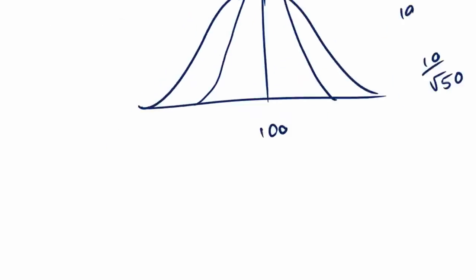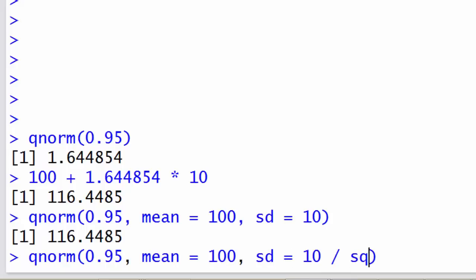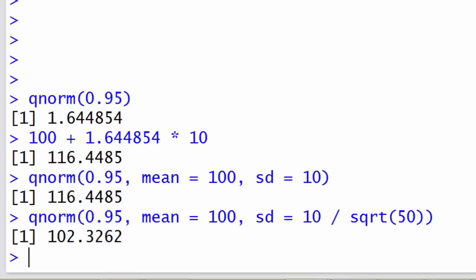Let's try it. So now we want to do qnorm 0.95 with a mean equal to 100 and a standard deviation equal to 10 divided by square root 50. And that gives me 102.33. And so I'll copy that number. Notice it's much closer to 100 than 116, right? And that's because that normal distribution is much more concentrated about 100.